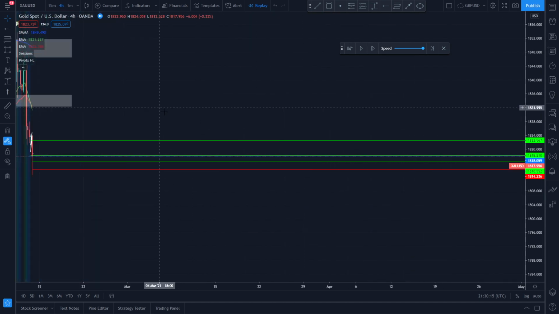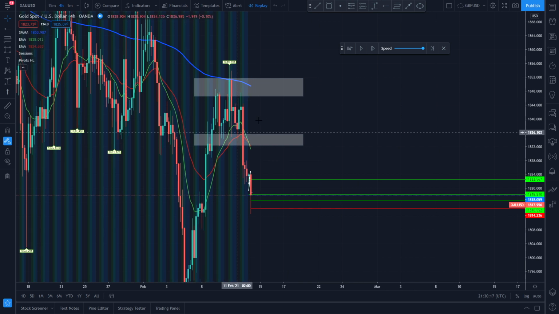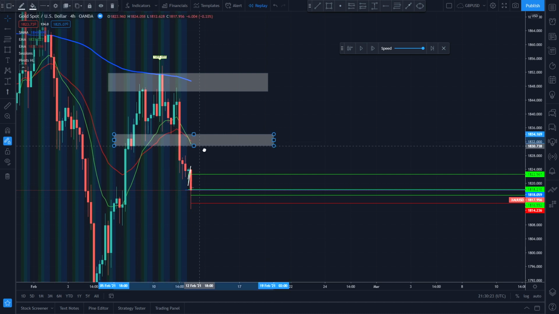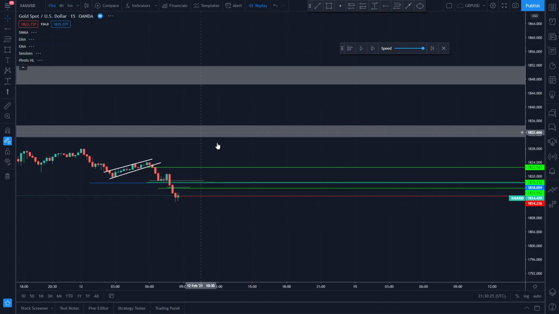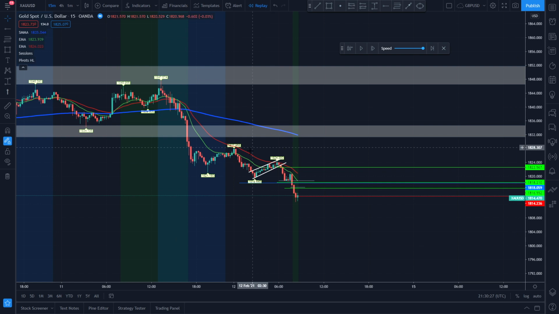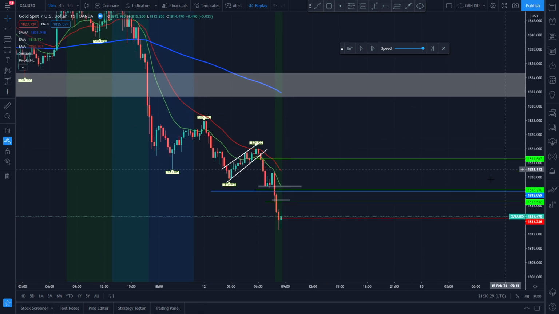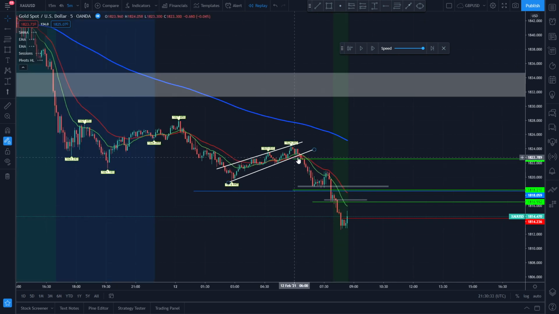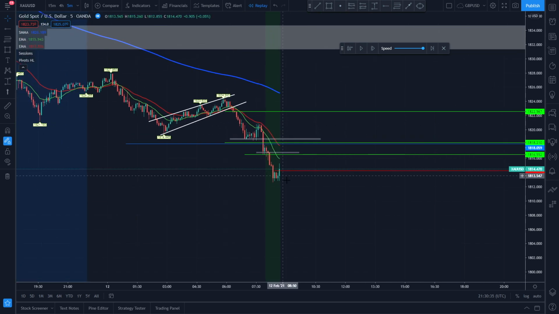On the 4-hour time frame, you want to look for where you are in the market. Once you break that 4-hour market structure, then you can go to your lower time frames, whichever time frame you like to trade, and just look for a pattern. Wait for that break of the pattern while you're in session, and then take the trade. And that's pretty much how you want to do it.